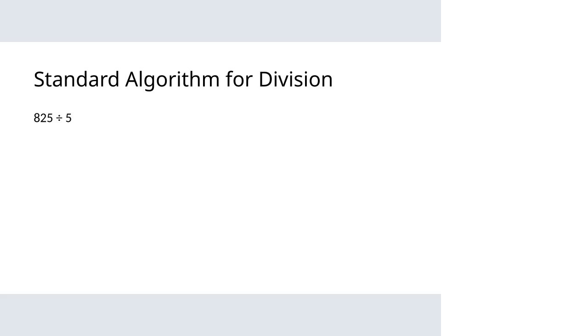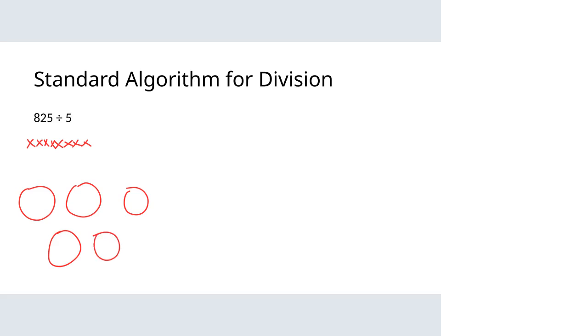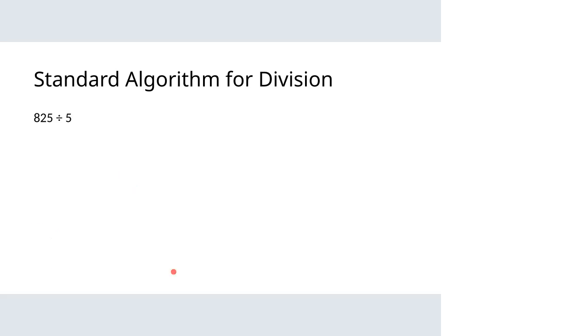Standard algorithm for division. If we want to do 825 divided by 5, one way to think of this is that I have 825 items, and I want to divide those into 5 equal piles. How many of those are going to go into each pile? That's absolutely one way to think about what division is about, is I want to divide these in a way that they go into 5 equal piles.